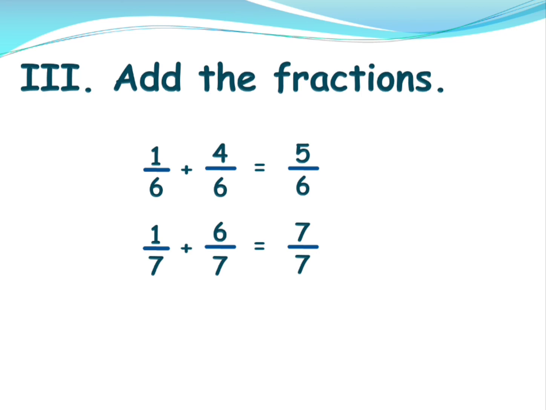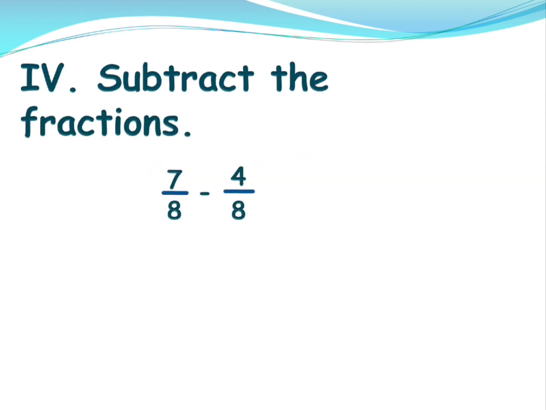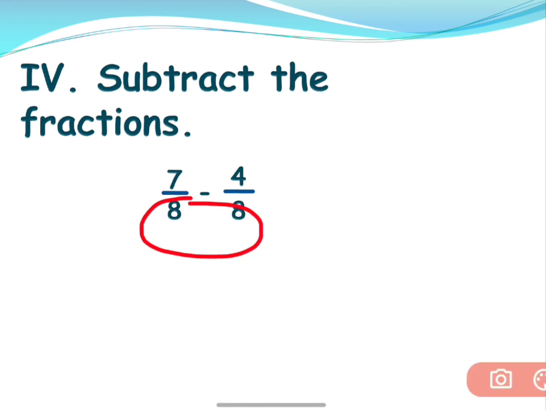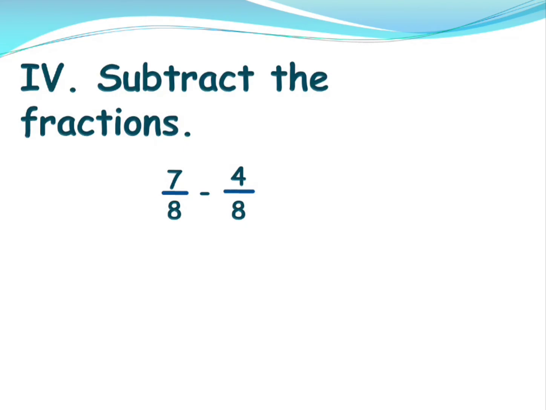Okay, now coming to your subtraction of fractions. 7 by 8 minus 4 by 8. Here also you have the same denominators. See, only when there are same denominators can we add or subtract. Here same denominators, so you can simply subtract. So write denominator 8 and 7 minus 4. 7 minus 4, how much children? 3, isn't it? So you will write 3.